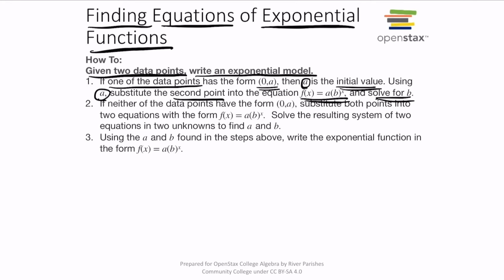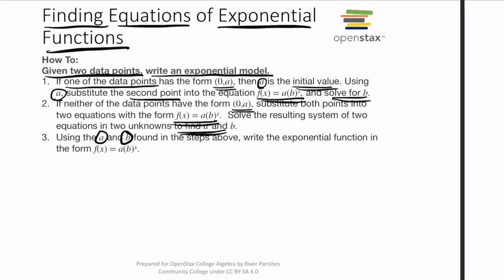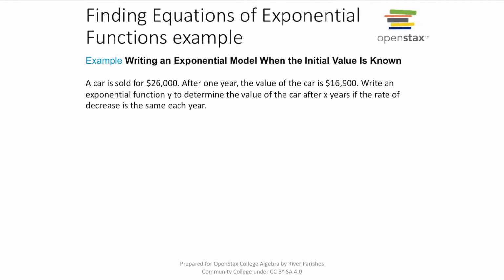And if neither of the data points has the form (0, a), we substitute both values into the equation and find the resulting unknowns by solving those two equations. So remember that we have to find a and b anyway to find the exponential equation or exponential function. So let's start with this point here.